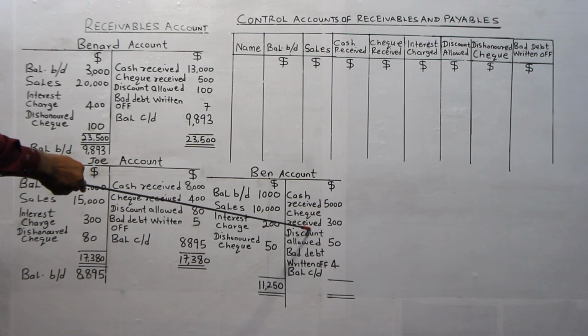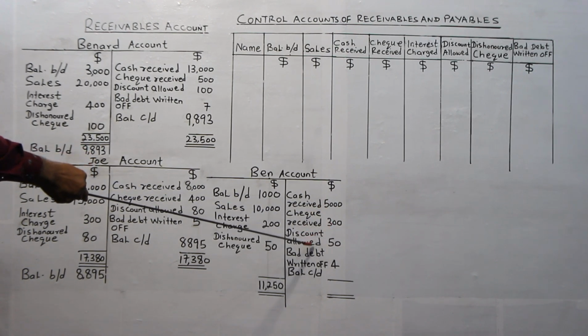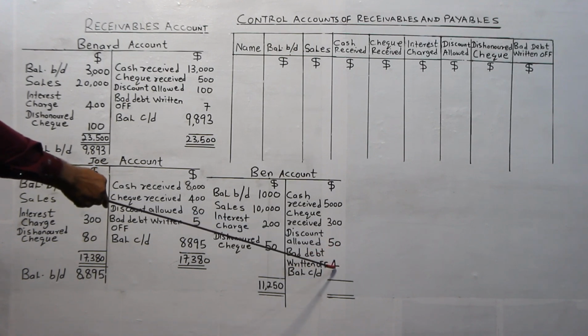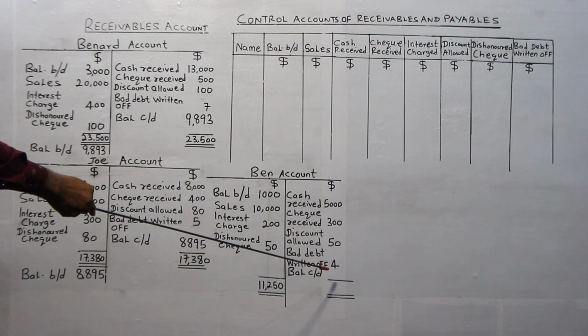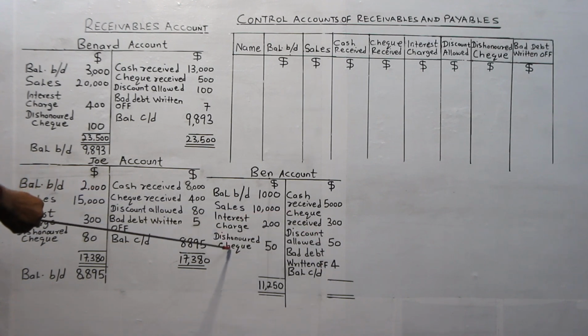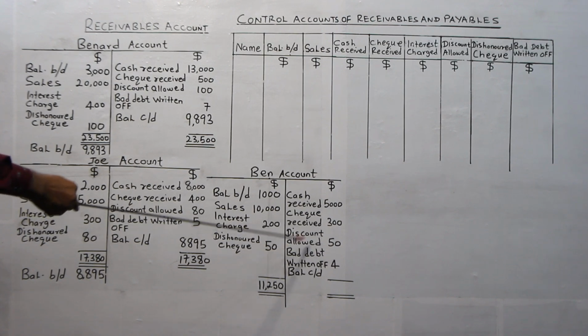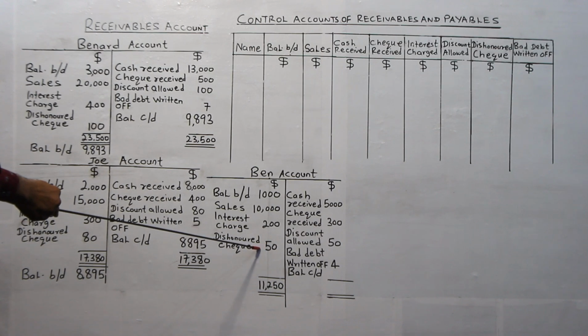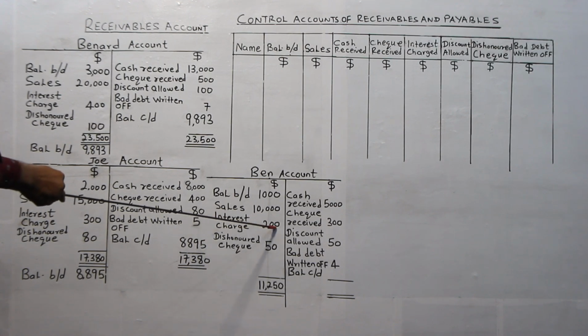Check received, 300, discount allowed 50, bad debt written off 4, and there was a reversal of dishonored check of 50. That means part of the check of 300 was dishonored, $50. There was also an interest charge on Ben's account of 200, which increased the amount Ben is owing.